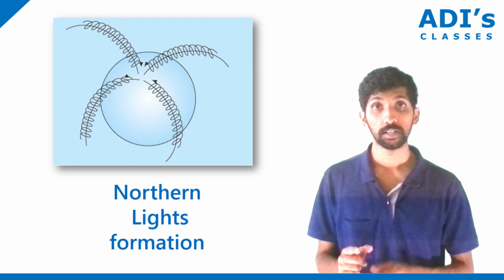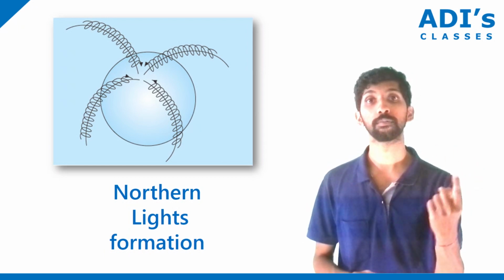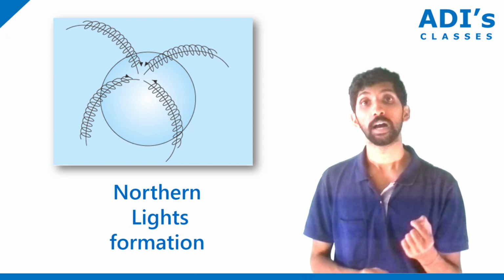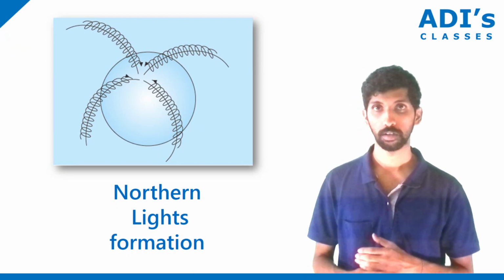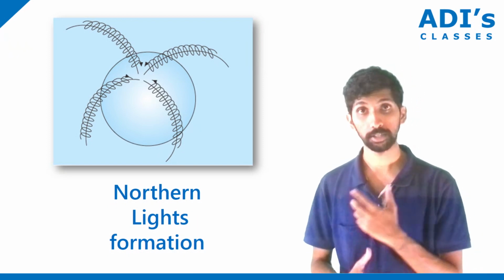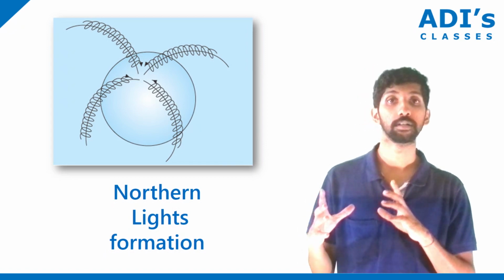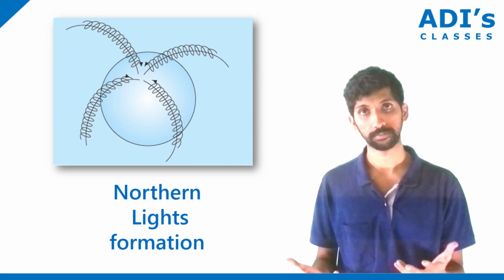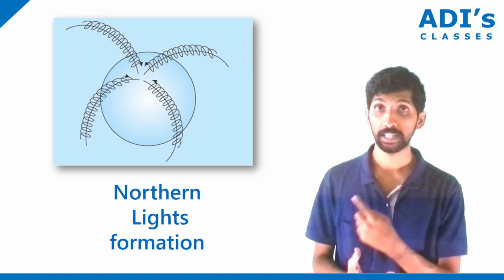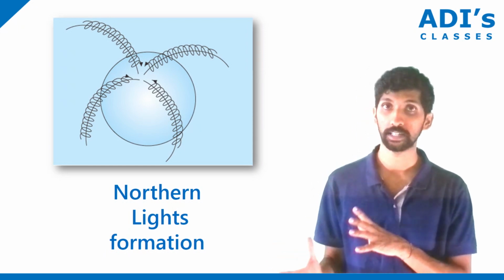So what happens? They start revolving, so they form a helical path. As you can see in the picture, this is how the northern lights are formed. So it forms a helical path. It's not a circular path, it's a helical path.